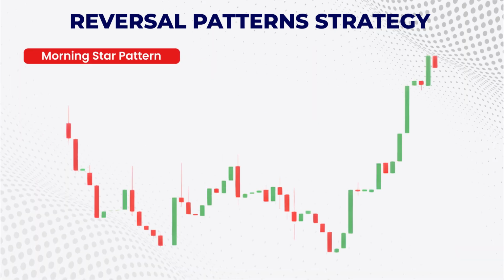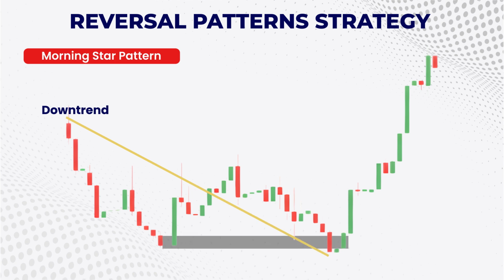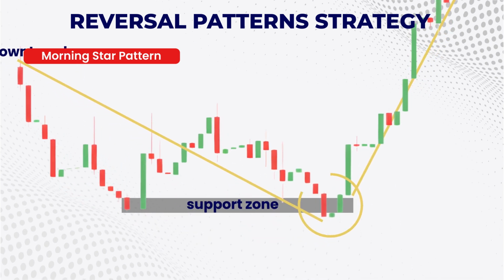The chart begins with a strong downtrend where sellers are clearly in control. As price approaches the support zone, we start looking for a potential reversal signal. At the support level, we see a three-candle formation. First, a large bearish red candle showing strong selling pressure. Second, a small candle, often a doji or a small-bodied candle, which signals indecision in the market. Finally, a strong bullish green candle that closes above the midpoint of the first candle.